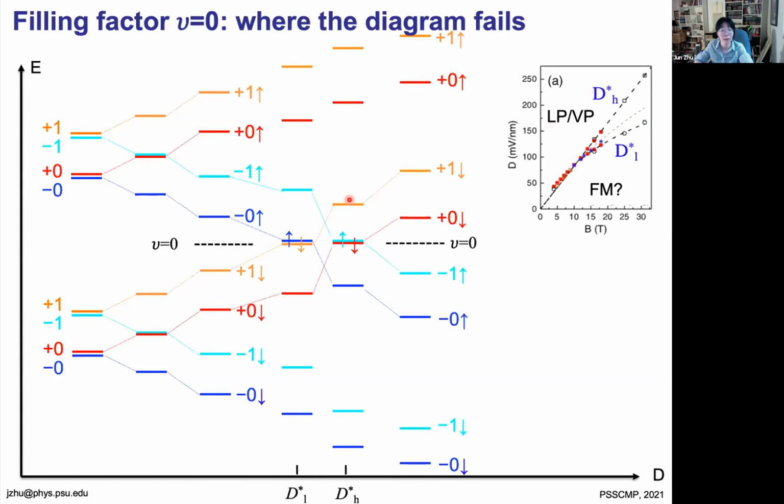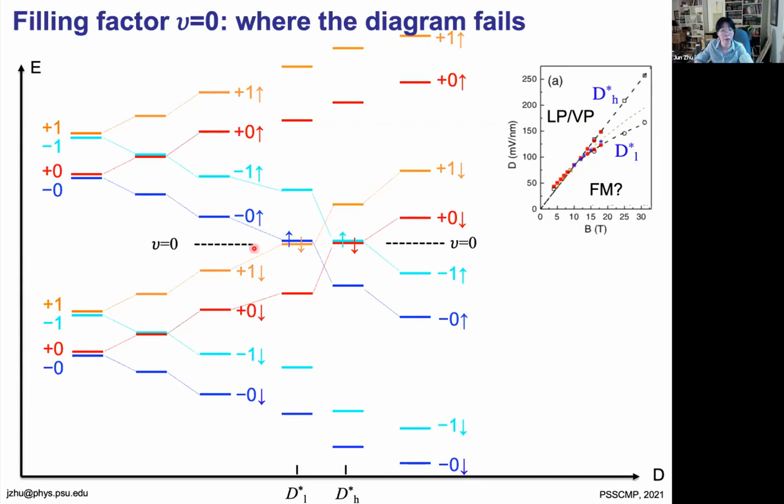And those are probably the most interesting places you want to look at, because that's where correlation is particularly strong. So for example, let's look at what happens at nu equals 0, right? According to this diagram, nu equals 0 in the large D limit is valley polarized, right? You can see all the minus signs are down here. And that's also layer polarization, right? So layer polarized or valley polarized at large D field.